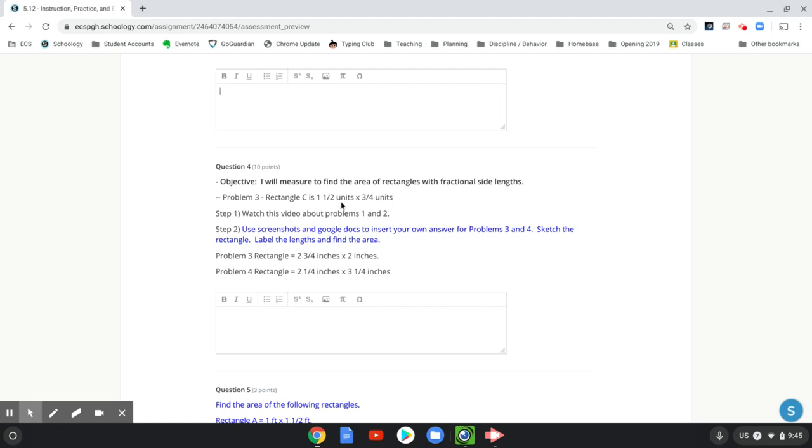Okay, and now let's look at this new bit. We have our objective here. You can see that on question 4, our objective: I will measure to find the area of rectangles with fractional side lengths. And this is very similar to what we did right before spring break.